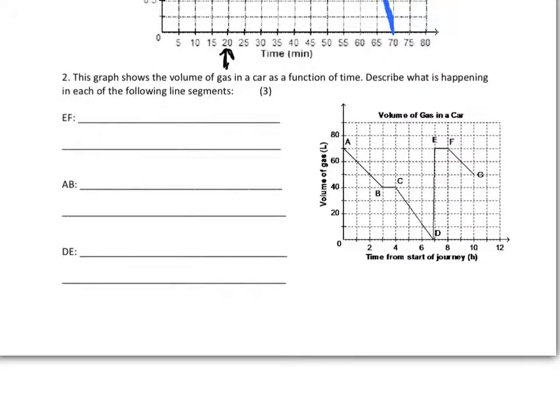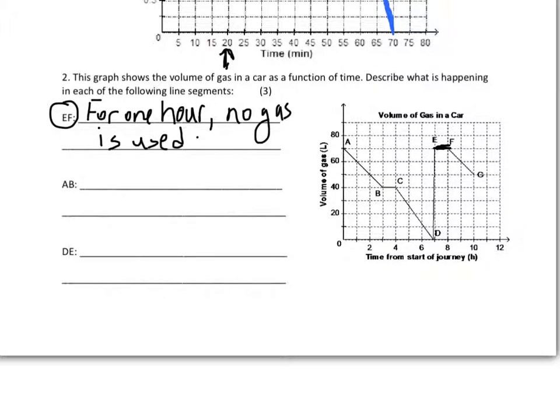Here we go. The graph shows the volume of gas in a car as a function of time. Describe what's happening in each of the line segments. Segment EF, that's over here. You notice that the volume remains constant. It's a full tank for the entire hour between E and F. So we could say for 1 hour, no gas is used. You could say this a lot of different ways. You could say that the engine is not running, or they've parked and gone for lunch, or whatever you want to say.